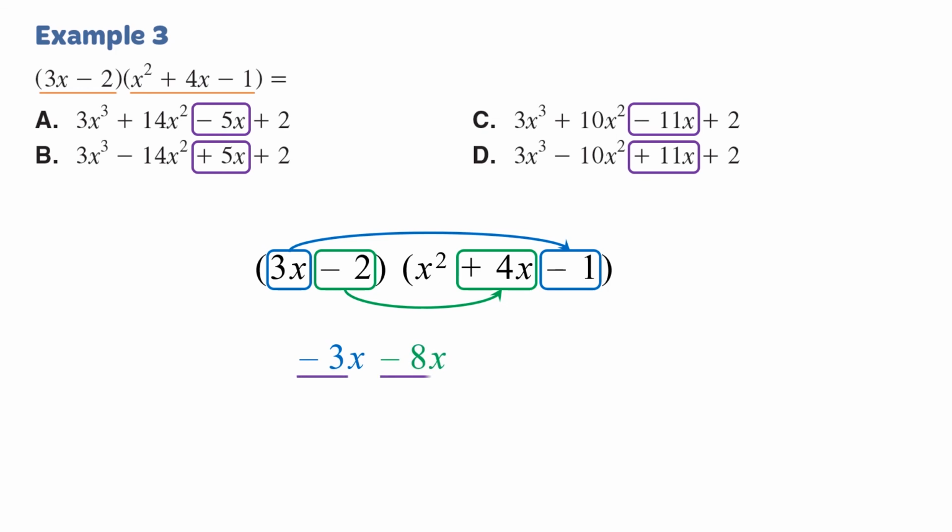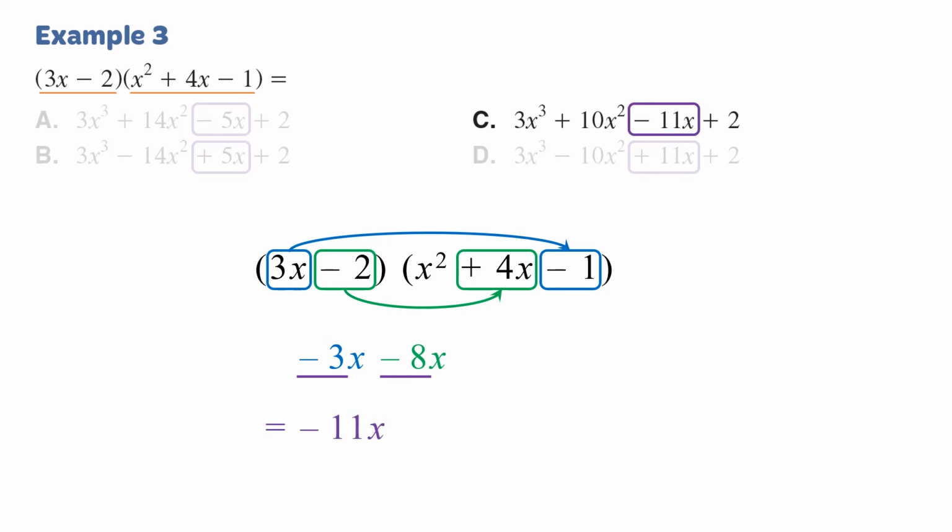-3 minus 8, we have -11x. That means the coefficient of x is -11. Therefore, option C is the answer.